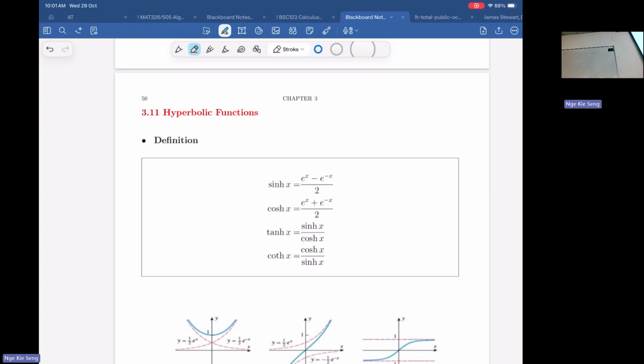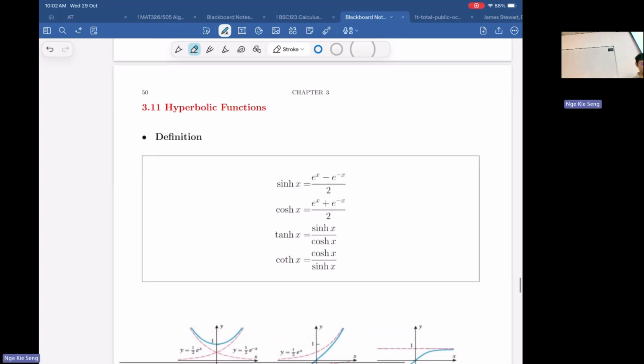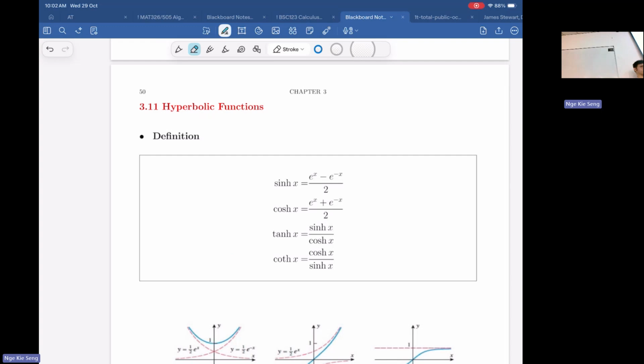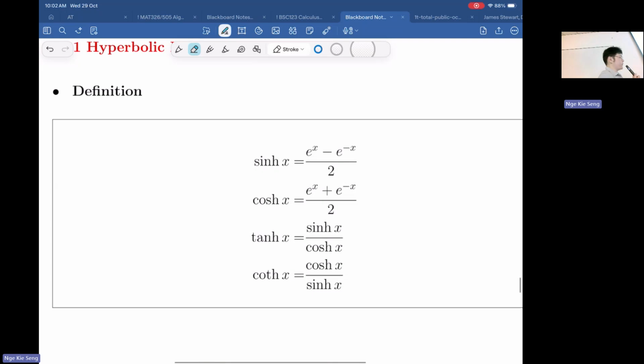Any question for this part? So we'll skip this 3.11. But based on what we have learned in this class, you should be able to differentiate hyperbolic function using the first two definitions. The first two definitions are just a linear combination of exponential function.